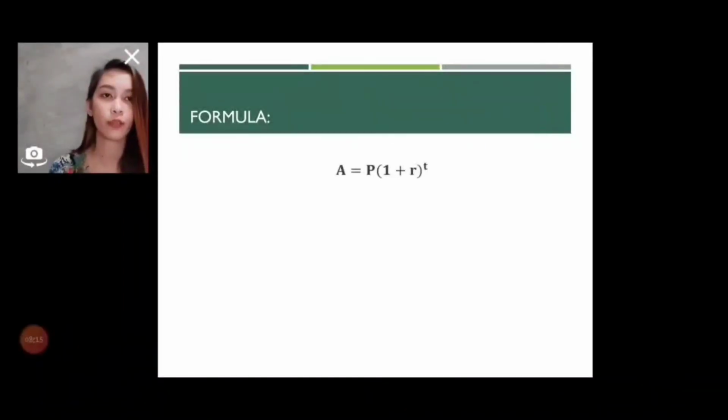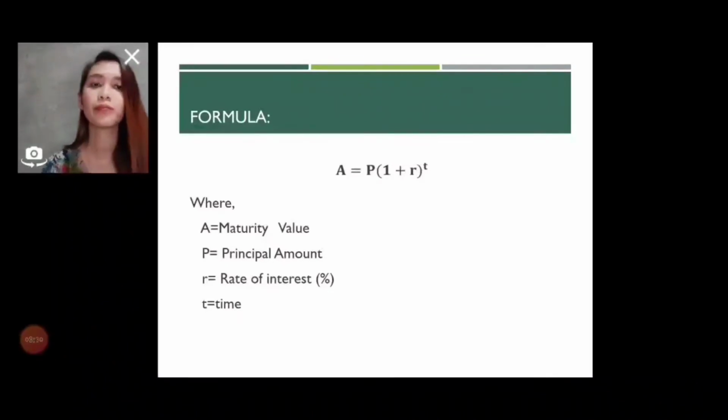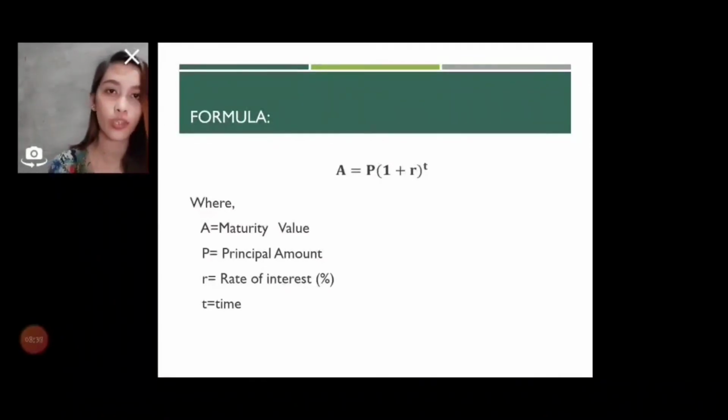We have the formula A equals P times 1 plus R to the power of T, where A is the maturity value, the amount that you are going to pay for the loan period, P is the principal amount, the money that you borrowed, R is the rate of interest or the percent, and T is the time.